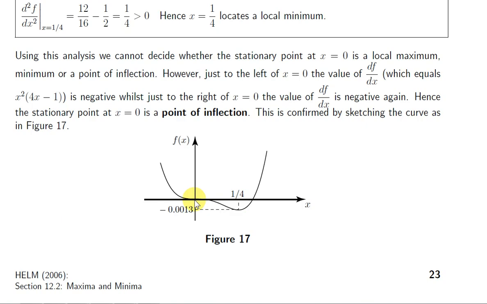Okay, this type of stationary point is called a point of inflection. So as you can see, the first derivative is 0. The tangent to the curve is horizontal. Well, that's the definition of a stationary point. But the slopes of the tangents on both sides of the stationary point have the same sign. They're both negative in this case.